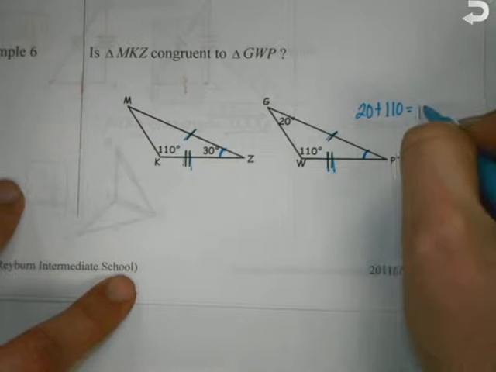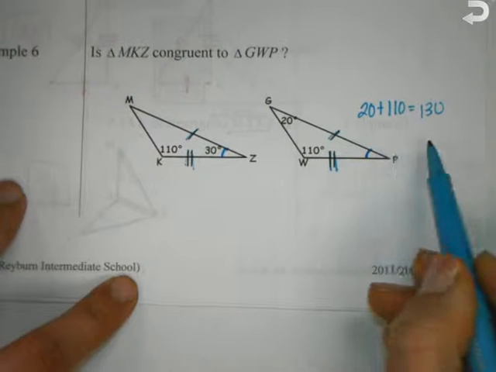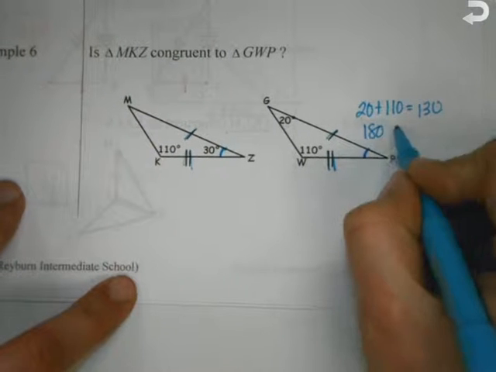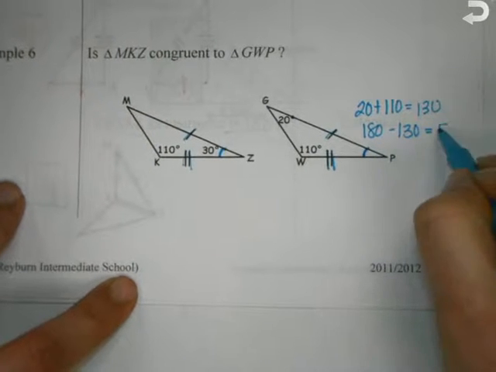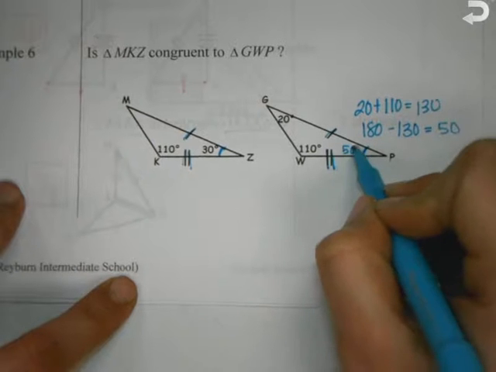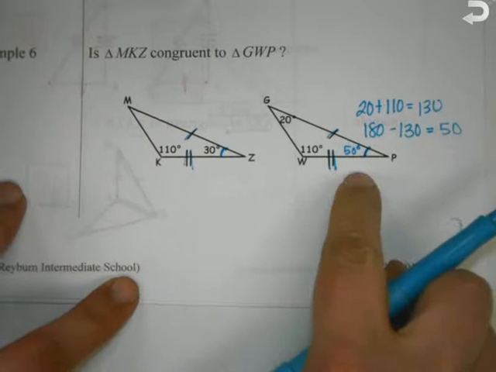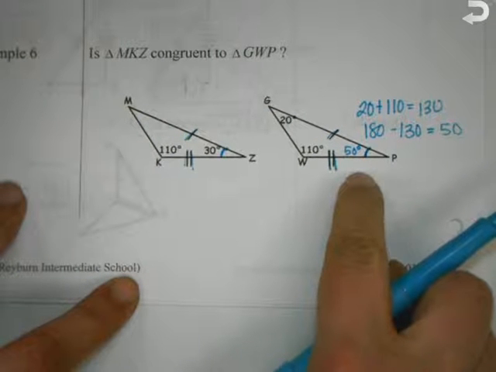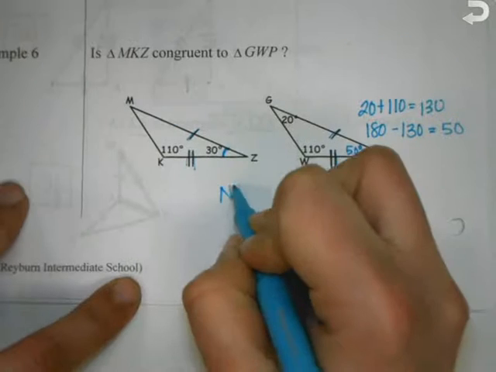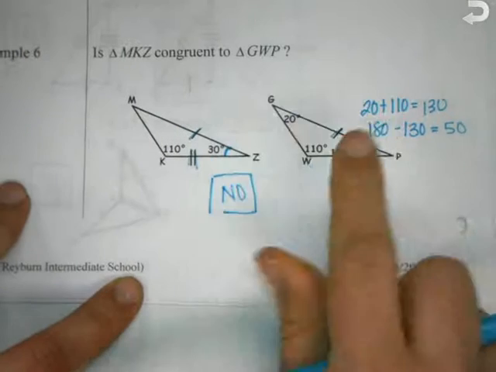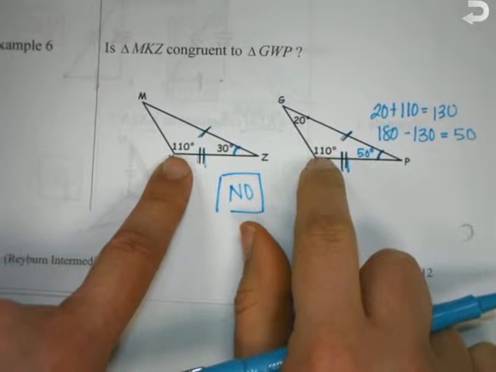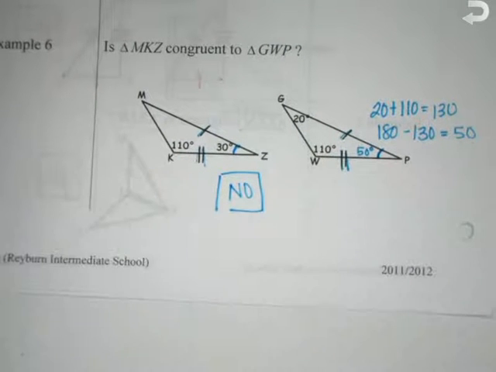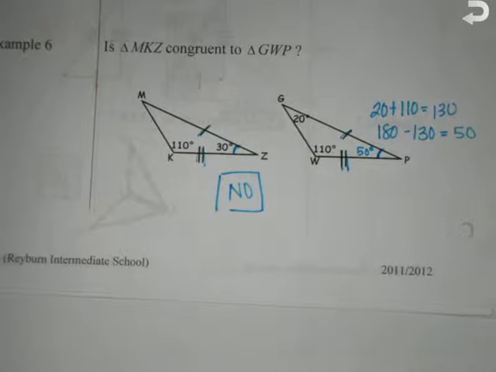Are the interior angles congruent? No. So are these two triangles congruent? No. But, oh my gosh, these two angles are congruent. What does that mean? It doesn't mean anything. Just because these two angles are congruent, we are only concerned about the included angles, the one in between the two given sides. Okay?